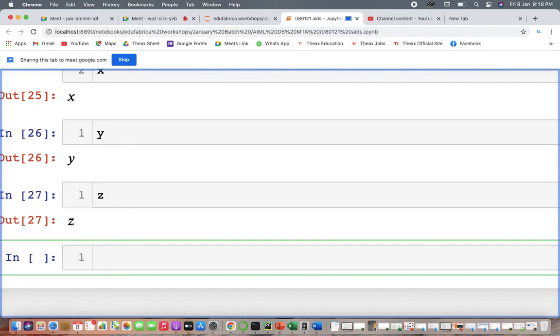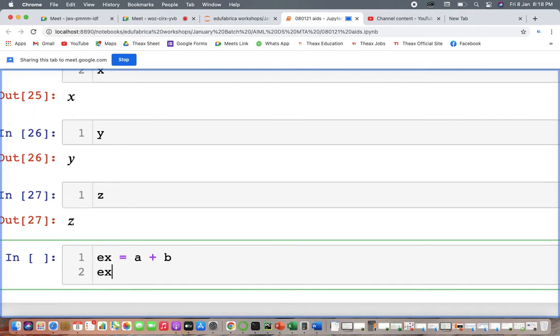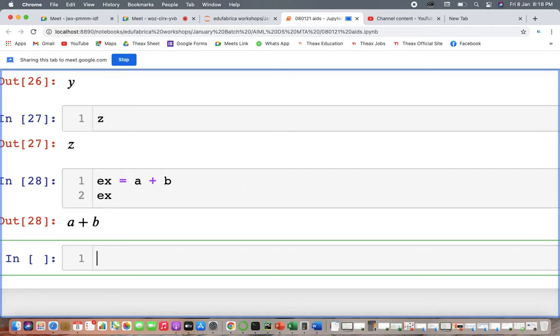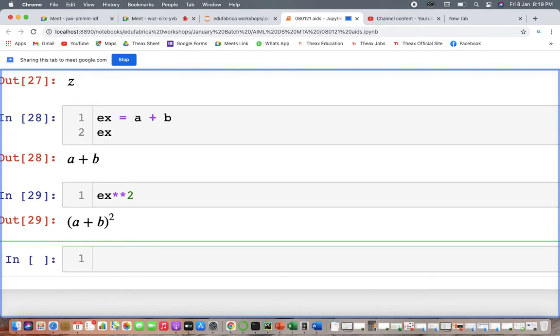Now you might have seen and heard about expressions in mathematics. How do we deal with those things, expressions? An expression is something like a combination of some variables with some constants. So if I say there is an expression with, say, a plus b, so ex particularly is an expression whose value is a plus b. Now if I want the square of this expression, I should write ex square, that is a plus b whole square. In the basic mathematics we are dealing with right now. Clear to everyone?